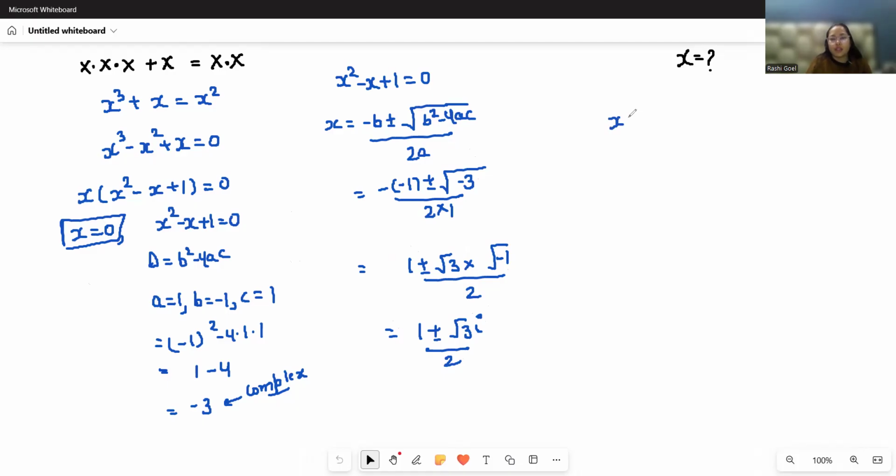So x is 0, and x is (1 plus root 3 iota) by 2, and x is (1 minus root 3 iota) by 2. So three clear solutions. So did you guess x equals 0 only?